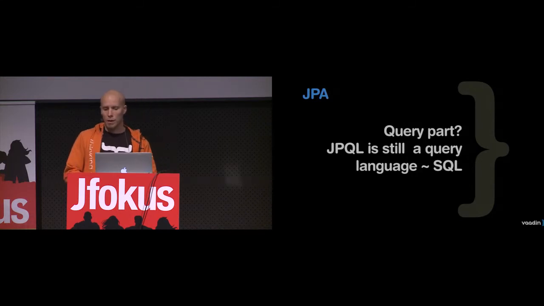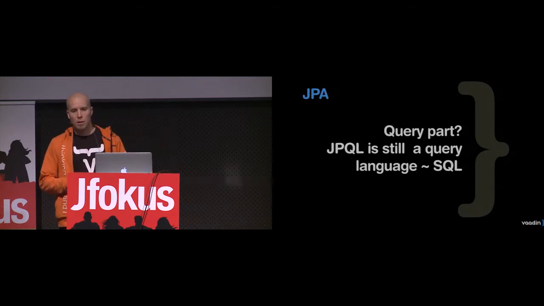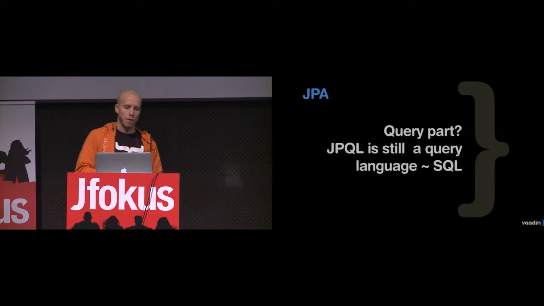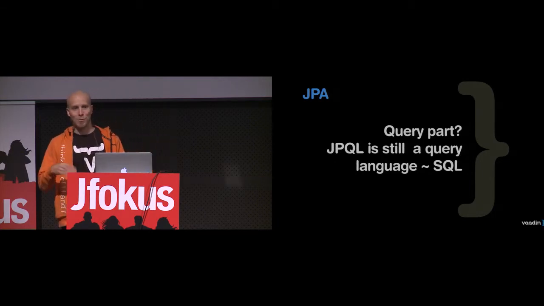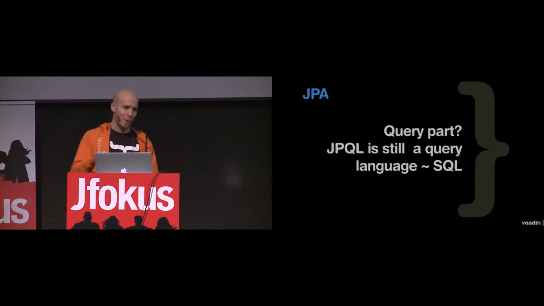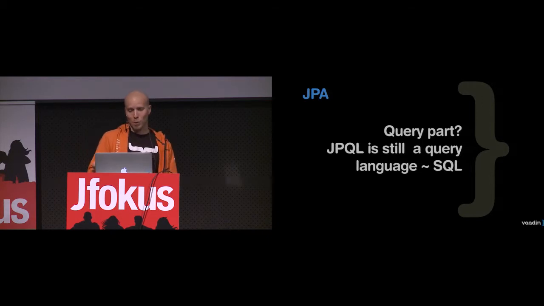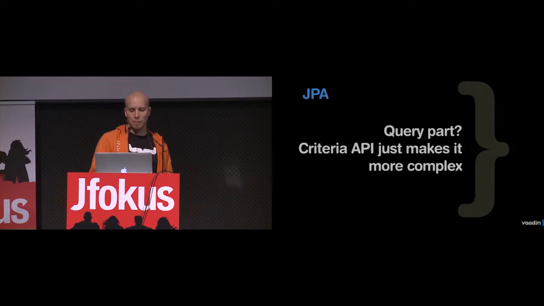JPQL query, I think it's the nicest way to use JPA if you are using the raw entity manager and only the standard API. But JPQL, it's still a query language. It's very easy to make typos when you write these queries. If I need to write some query in JPQL, it's quite rare that I get it right on the first try. So there is always some typo, and some tooling can help there a bit, but it's still a query language.